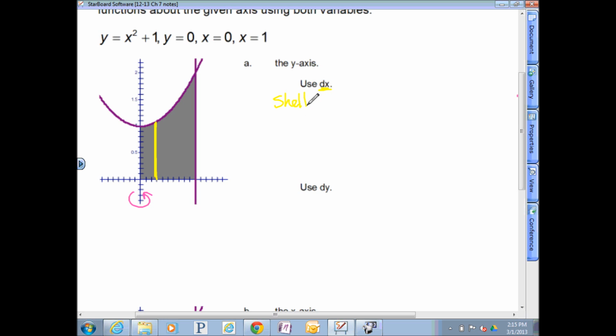So when I go to set up my shell method, let's immediately go volume. Let's set up the template. It's 2 pi integral from somewhere to somewhere. I don't know where. I need a radius. I need a length. And I'm supposed to use dx's. So if I set that up, let's see, my integral.